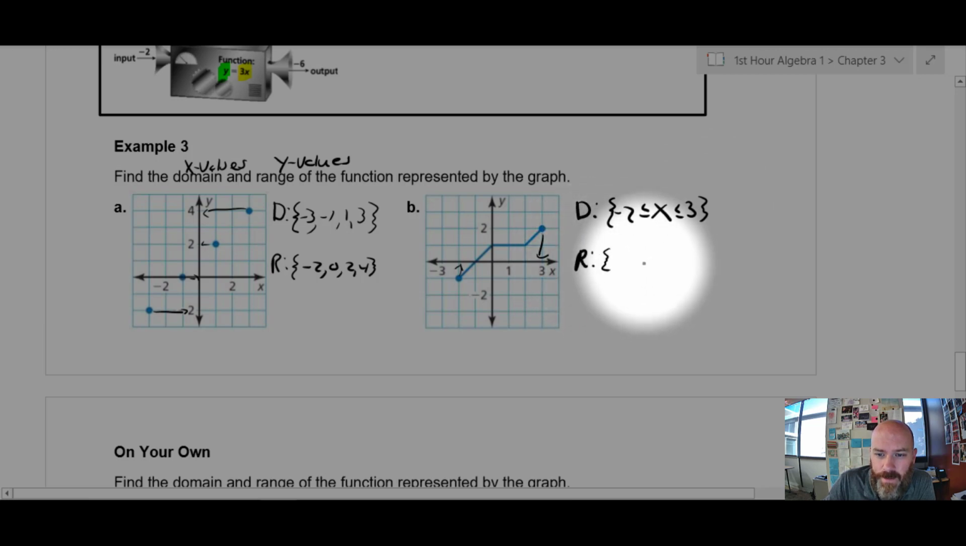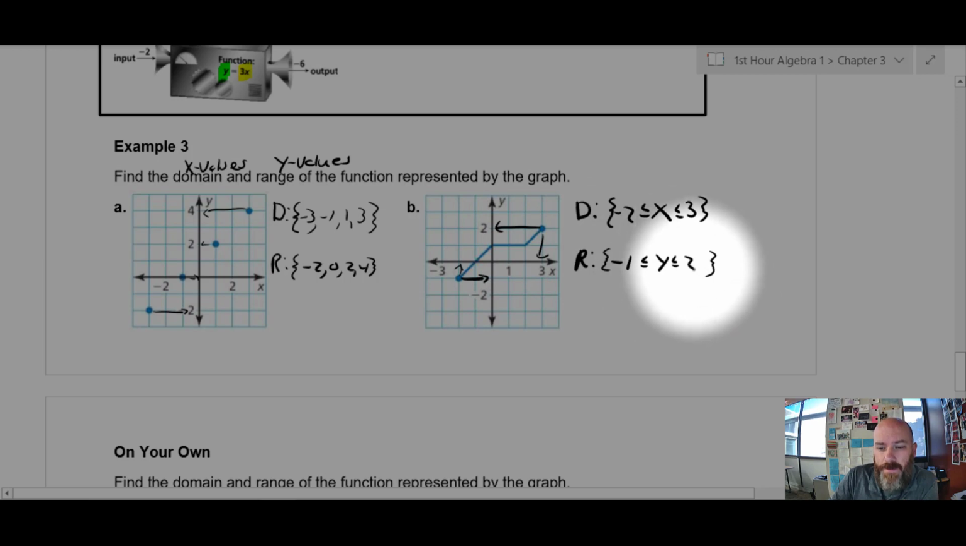Same thing for my range. I want to find my smallest y value less than or equal to y less than or equal to my largest y value. So my smallest y value is -1. My largest y value is 2, so I'm between -1 and +2 with this AND statement. But because I have closed circles on the graph, I have equal to symbols.